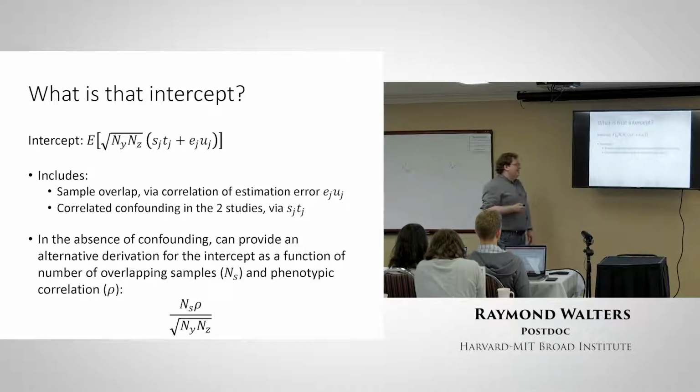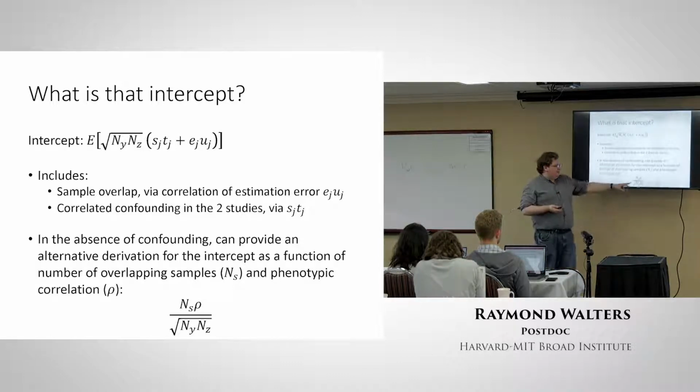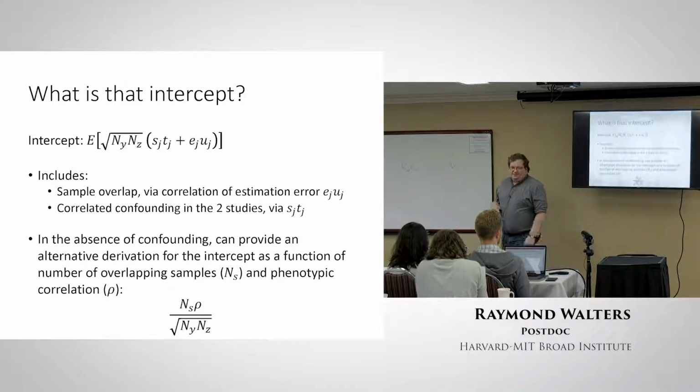If we assume that kind of overlap doesn't exist, then we can simplify our statement about what this intercept should look like to just a statement about the number of overlapping individuals and the phenotypic correlation, in that simpler case, to get a better intuition for how this quantity scales. But it does indeed capture both this combination of sample overlap and confounding overlap.